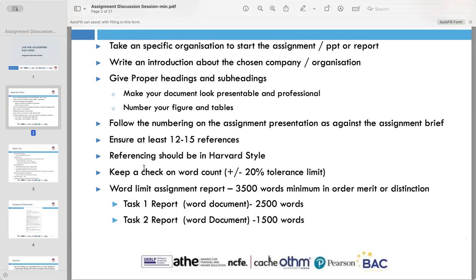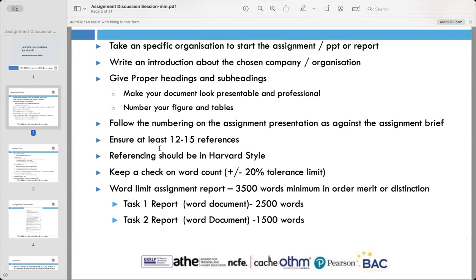Professional appearance. Make your document look presentable and professional. Pay attention to formatting, font style, and overall layout. Visually appealing documents enhance the reader's experience and reflect positively on your work.